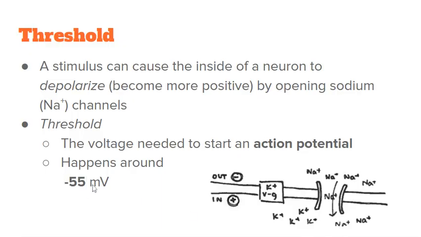And so if it reaches this point where it's about negative 55 millivolts, that's going to be the threshold to start an action potential. So we'll walk through this and put it in some diagrams and stuff in a little bit.